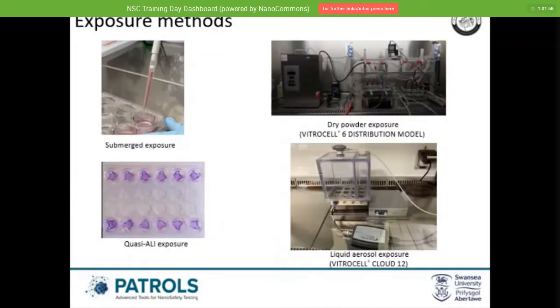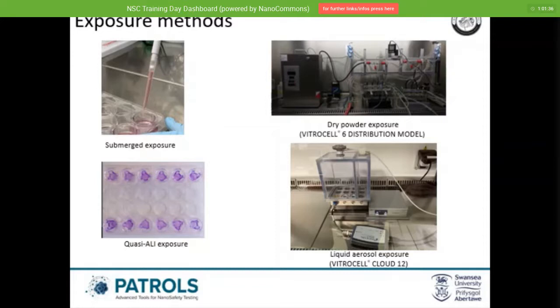Now that we have our model and we've allowed it to acclimatise to the air-liquid interface for 24 hours, there are various exposure methods that we can implement. The traditional and most commonly used exposure method is a submerged exposure. This is where the whole of the apical side of the membrane is filled with media with our chemical or particle of interest and exposed to the cells that way.